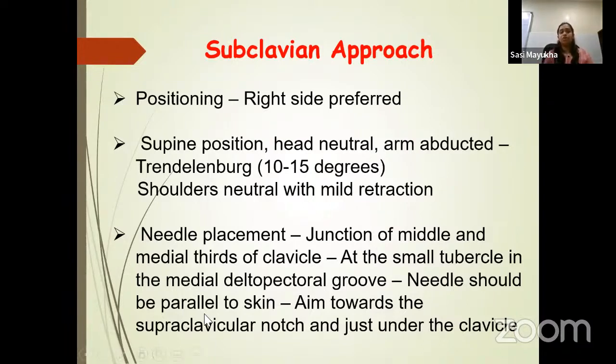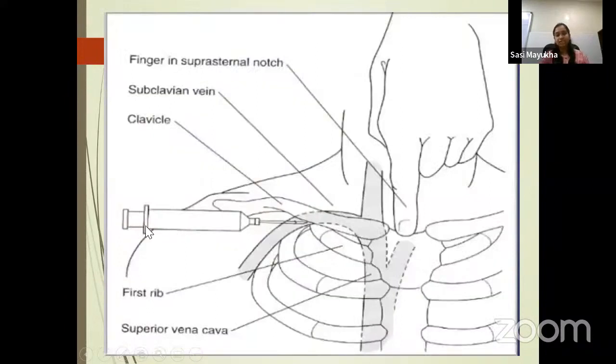In the subclavian approach, the patient is in the supine position, head neutral, with the arm abducted and shoulders neutral with mild retraction. The needle placement will be at the junction of the middle and medial thirds of the clavicle at the small tubercle in the medial deltopectoral groove. Needle should be parallel to the skin and aimed towards the supraclavicular notch, just under the clavicle. So here you can see it is just under the clavicle. You go straight, hit the groove and go below it and aim towards the sternal notch.